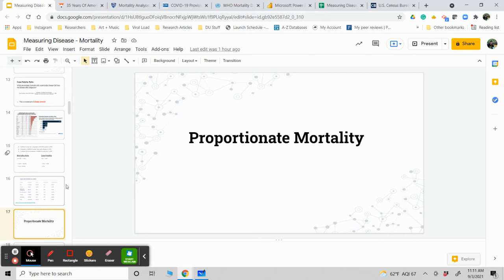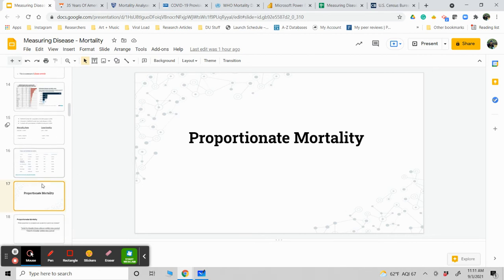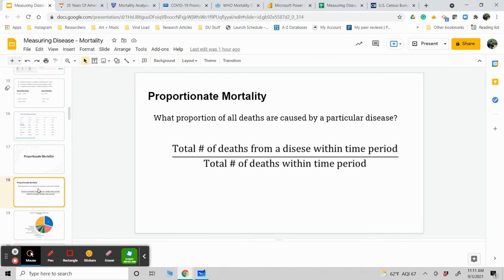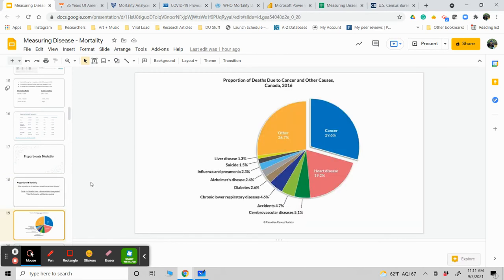Okay, our third metric, proportionate mortality. Proportionate mortality is defined as the total number of deaths from a given disease divided by the total number of deaths overall. So I think of this usually in terms of a pie diagram. So in Canada, for example, in 2016, what was going on in terms of causes of death?